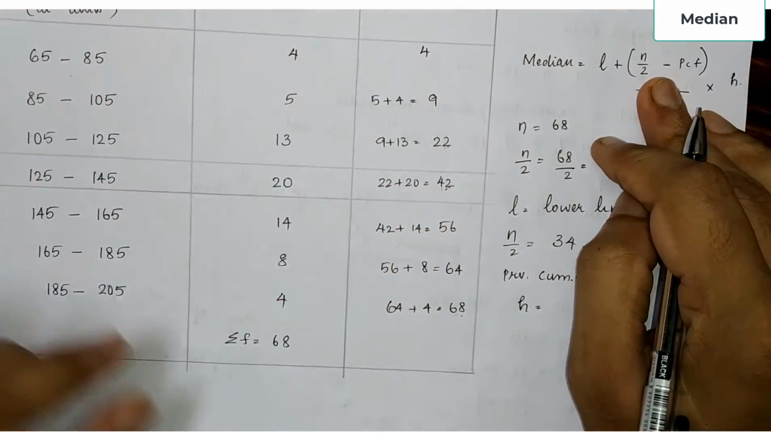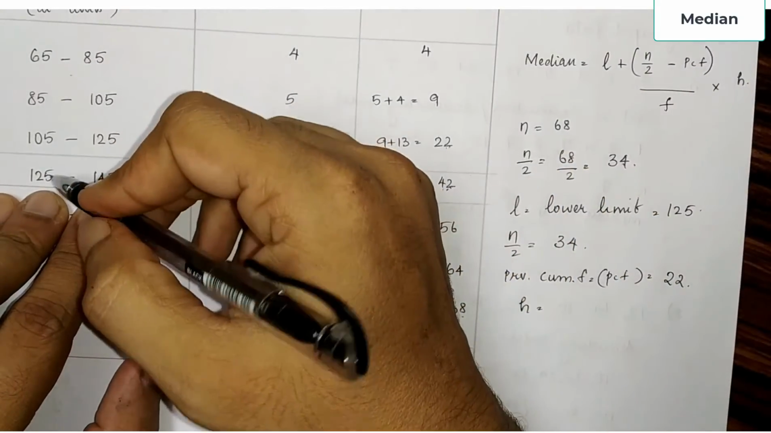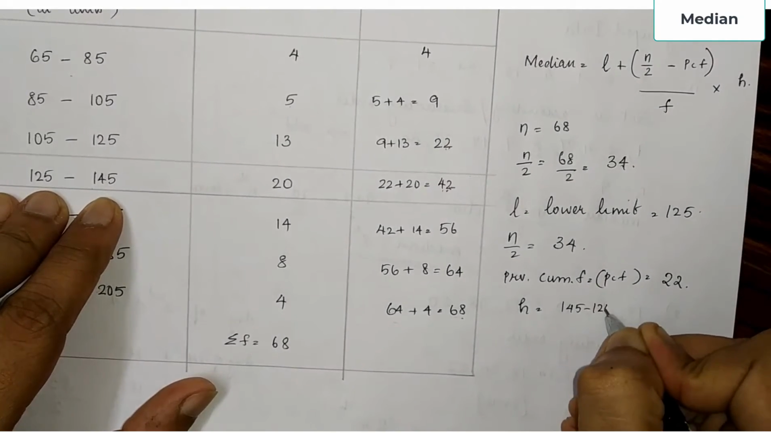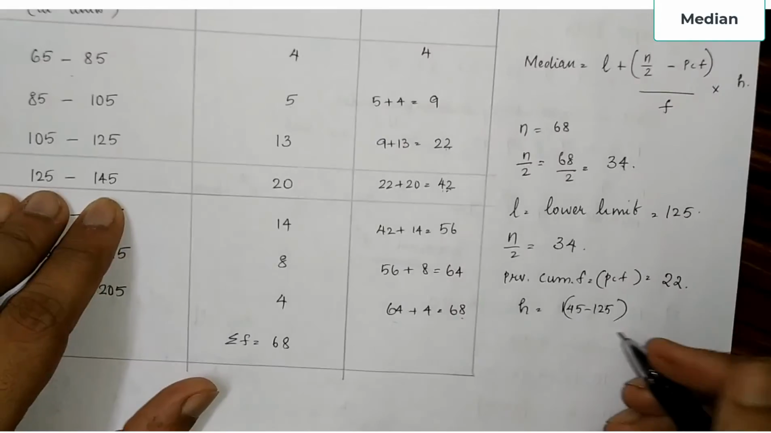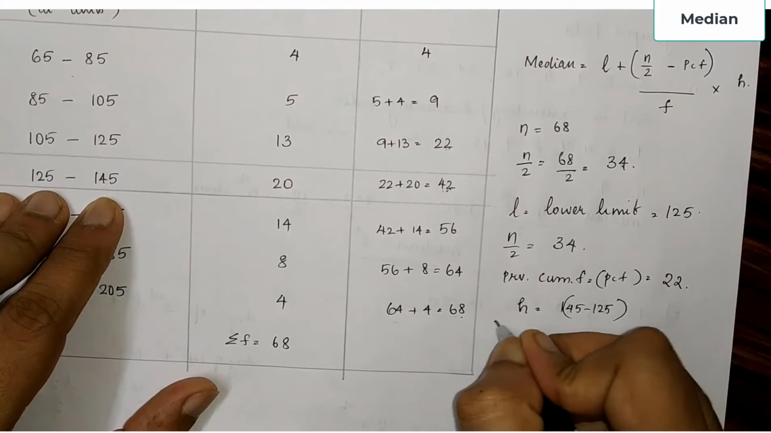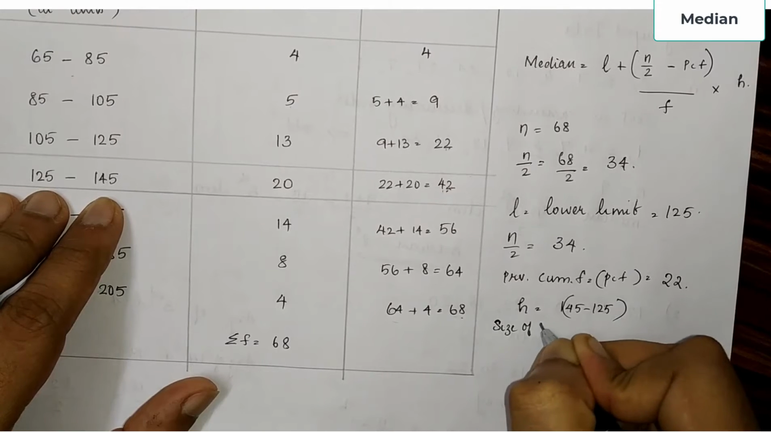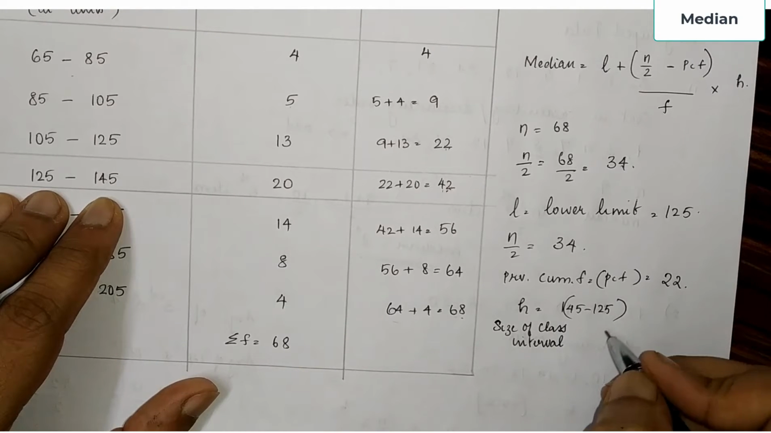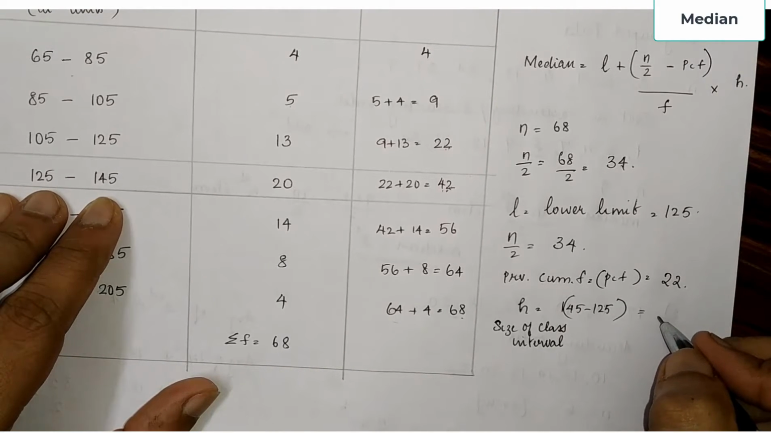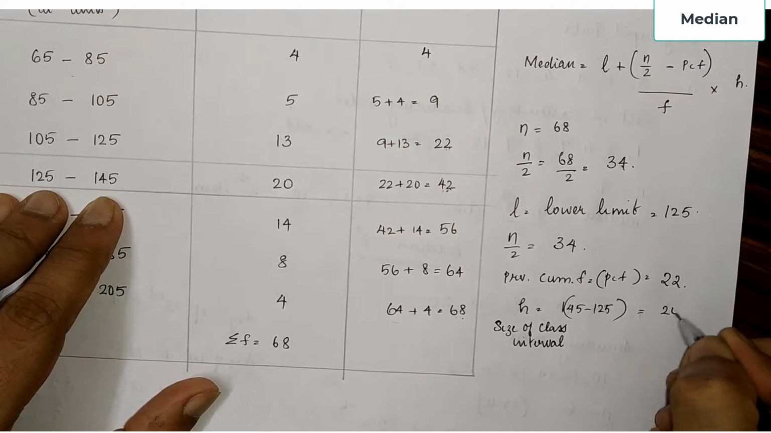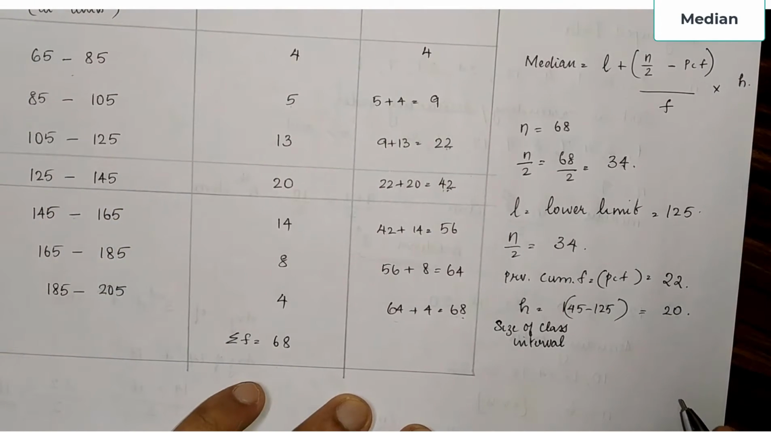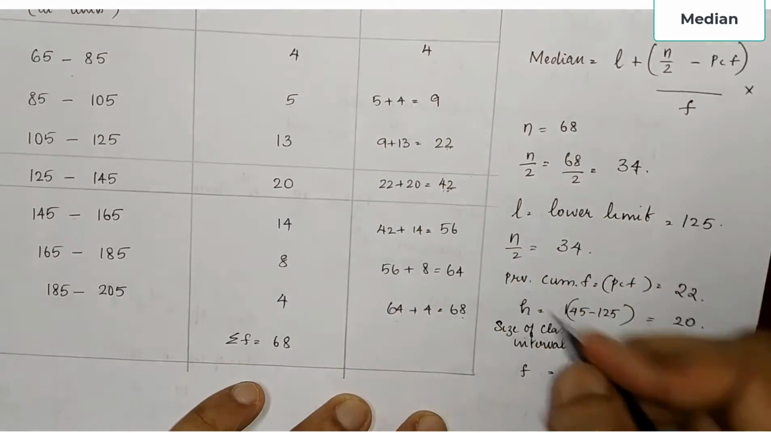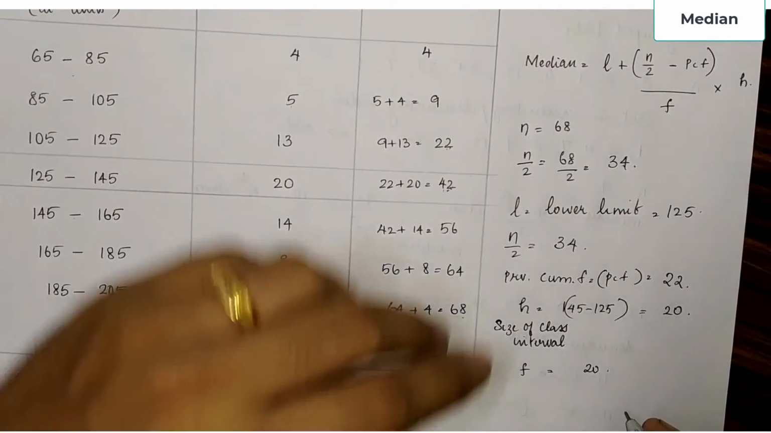Now what comes after that is H. H is the size of the class interval. Now what is the size? 125 and 145. So do 145 minus 125. That gives the size of the class interval. What is the size of the class interval? That is equal to 20. Size of the class interval is equal to 20. And then you have the frequency. Now what is the frequency there? That is 20.